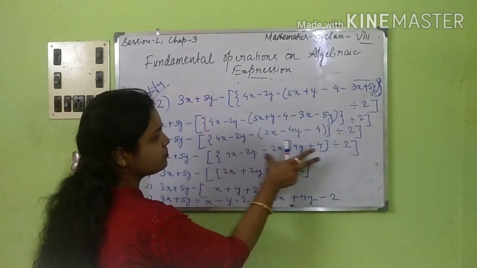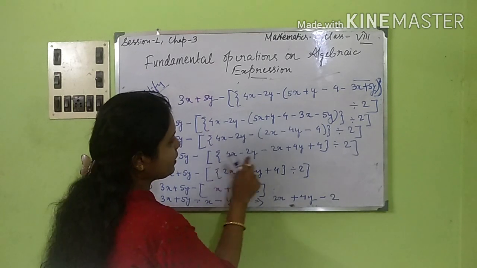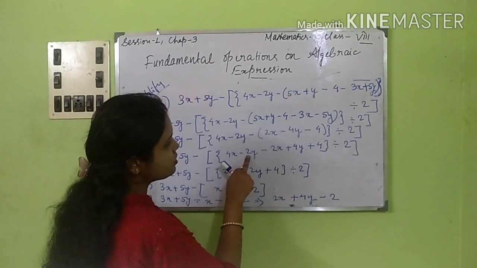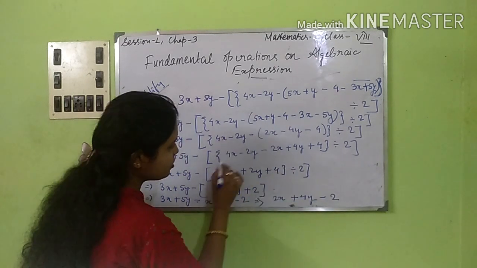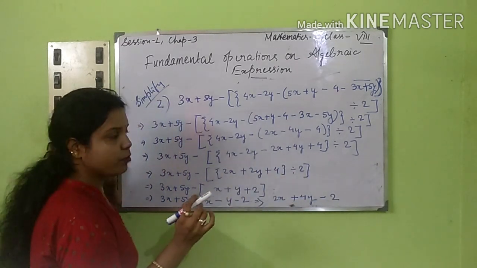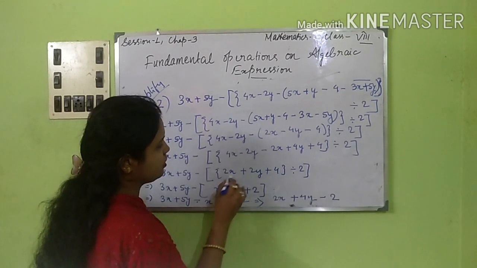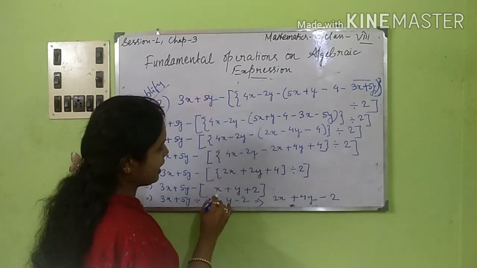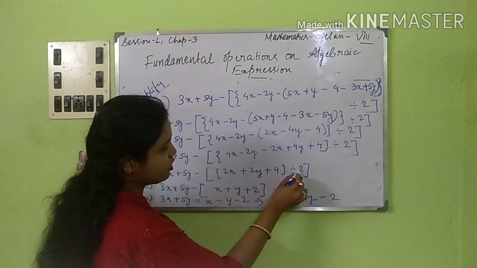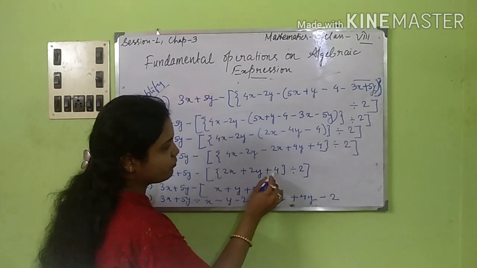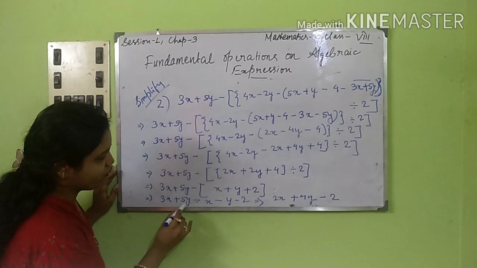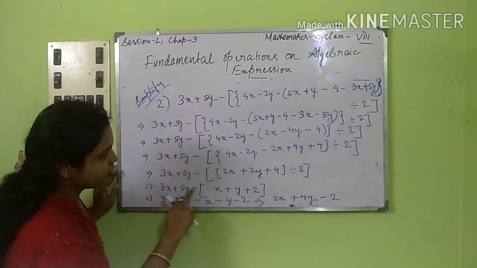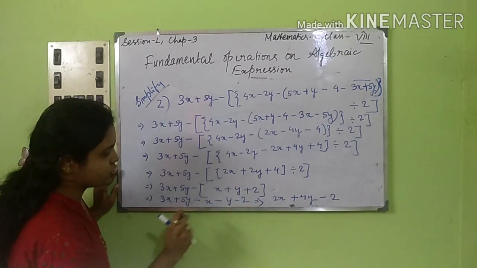Now you can simply simplify this part. 4x minus 2x is 2x, minus 2y plus 4y is plus 2y, plus 4, divide 2. Now as you know, this has to be operated first since there is a division sign. So 2x divided by 2 is x, 2y divided by 2 is y, and 4 divided by 2 is 2, right? Next, so 3x plus 5y minus, now you open it, minus x minus y minus 2.